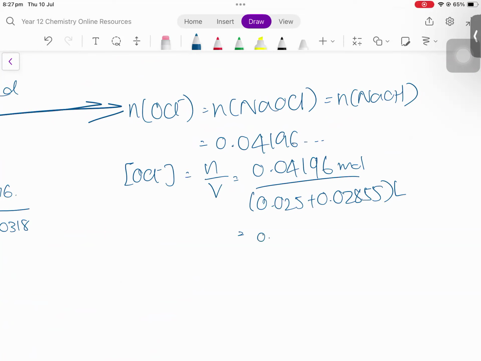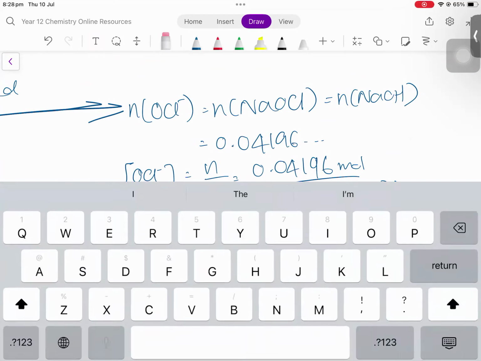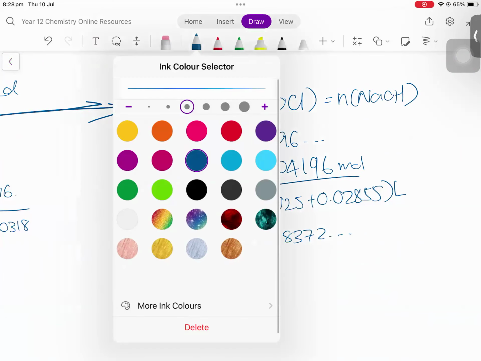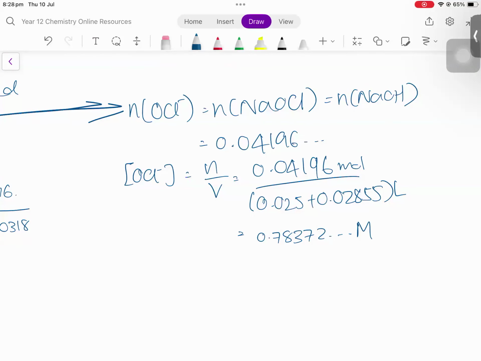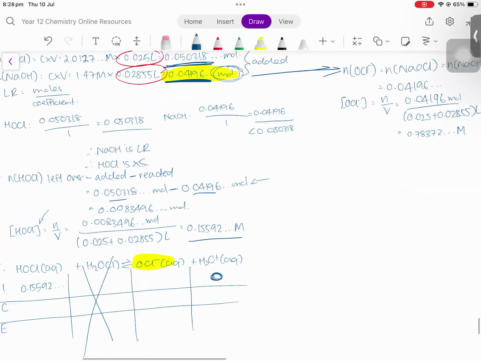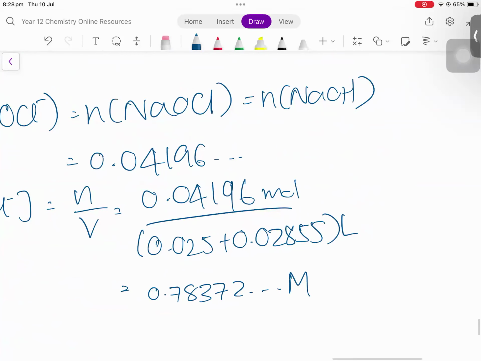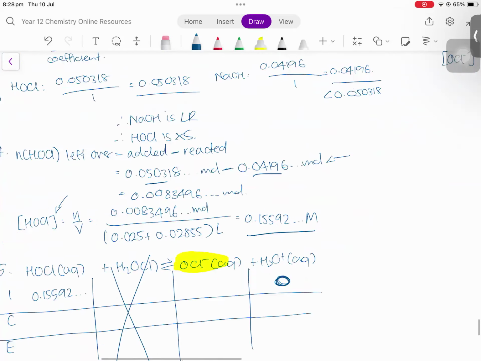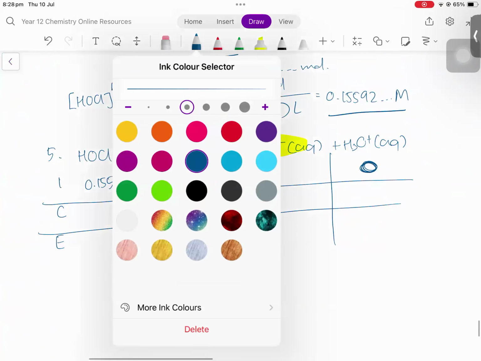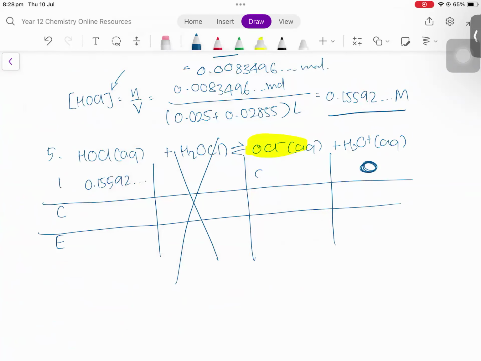0.78372 molar. And then that's going to go into my ice table. If you get a nice fraction, I don't think you do. These numbers are a little bit ugly. If you happen to get a nice fraction, though, writing it in the fraction would probably make your working out a bit nicer, yeah? But at the moment, my ice table is not looking very pretty.